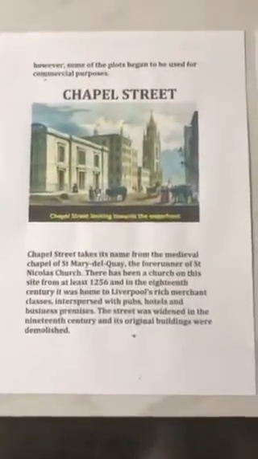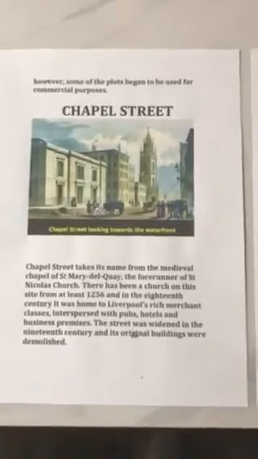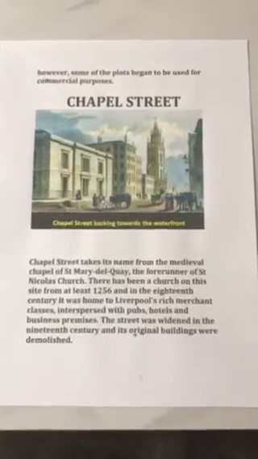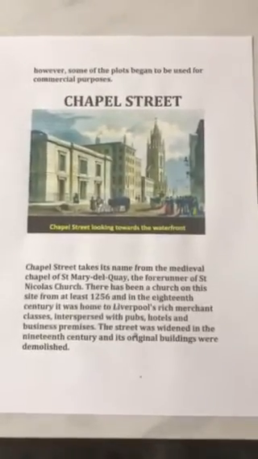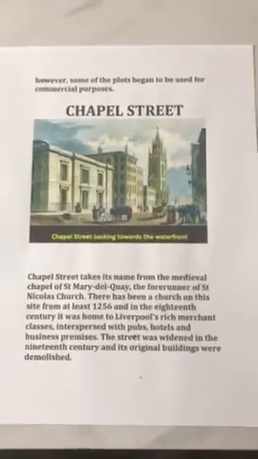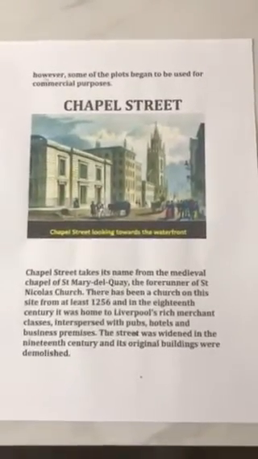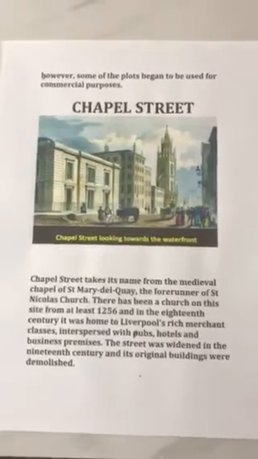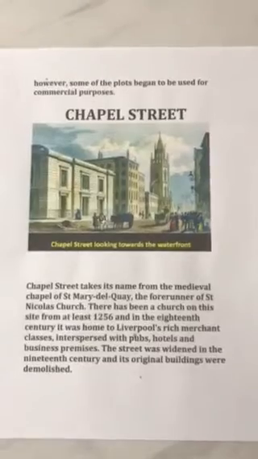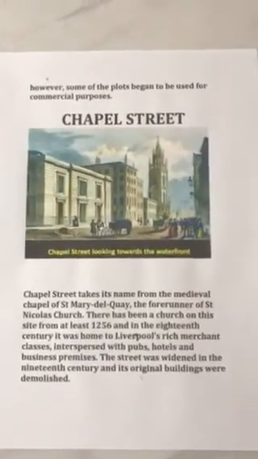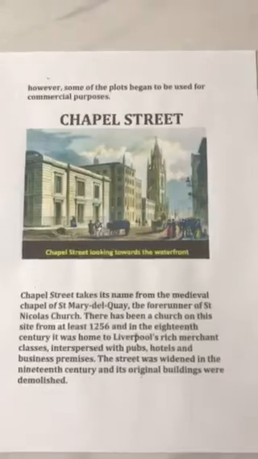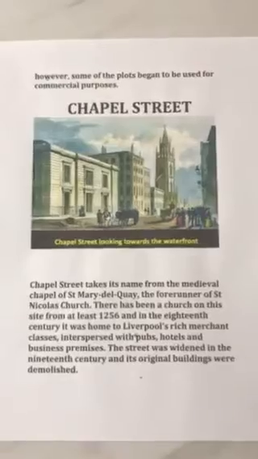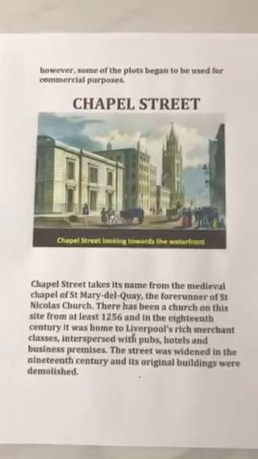So Chapel Street takes its name from the medieval chapel of St Mary del Quay, which is basically the forerunner of the relatively modern St Nicholas Church at the Pier Head, the Sailors' Church. There's been a church on this site from at least 1256, according to the records, and in the 18th century it became home of Liverpool's rich merchant classes, particularly because of the profits to be made from the docks. The street was interspersed with pubs, hotels and business premises, so it was quite a prosperous part of Liverpool. The street was widened in the 19th century because of the traffic, and its original buildings were demolished.